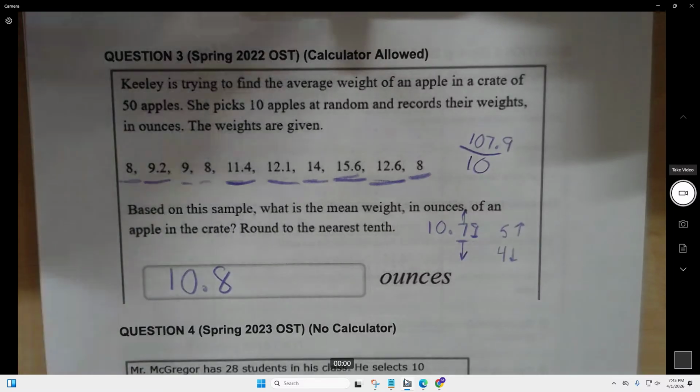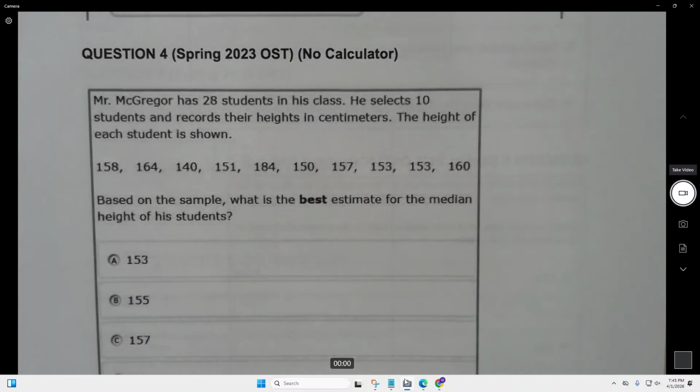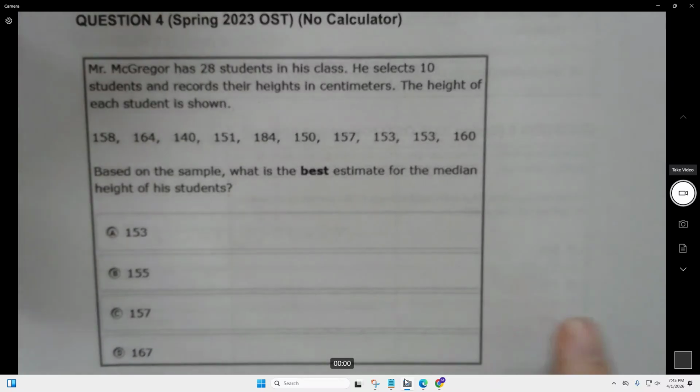All right. Question 4. Mr. McGregor had 28 students in his class. He selects 10 students and records their height in centimeters. The height of each student is shown. Based on the sample, what is the best estimate for the median height of his students?